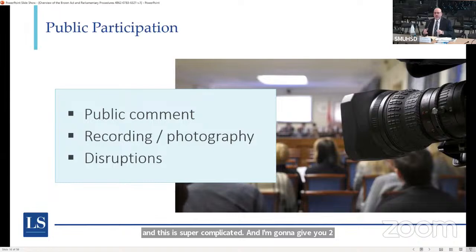City of Santa Cruz, this is a published court case. Somebody got up and started doing a Nazi salute to the city council and accusing them of being Nazis because of a particular decision they made. And the city council pulled the plug, wouldn't let them talk. And a court ruled that they violated the speaker's First Amendment rights because they were talking about city council business. They were just doing it in an offensive way.